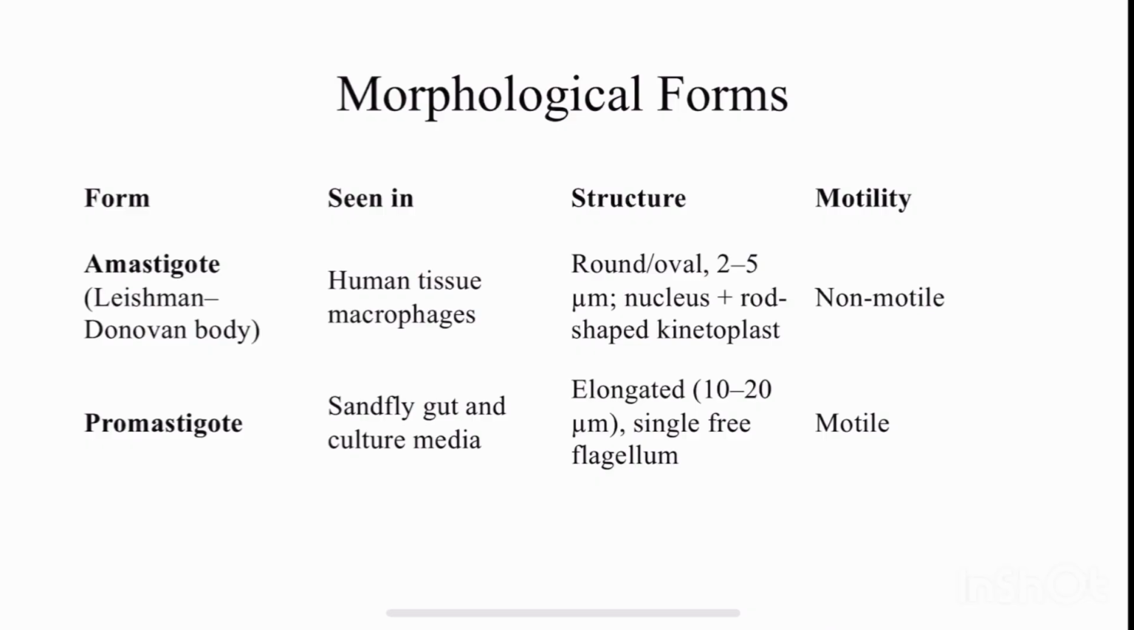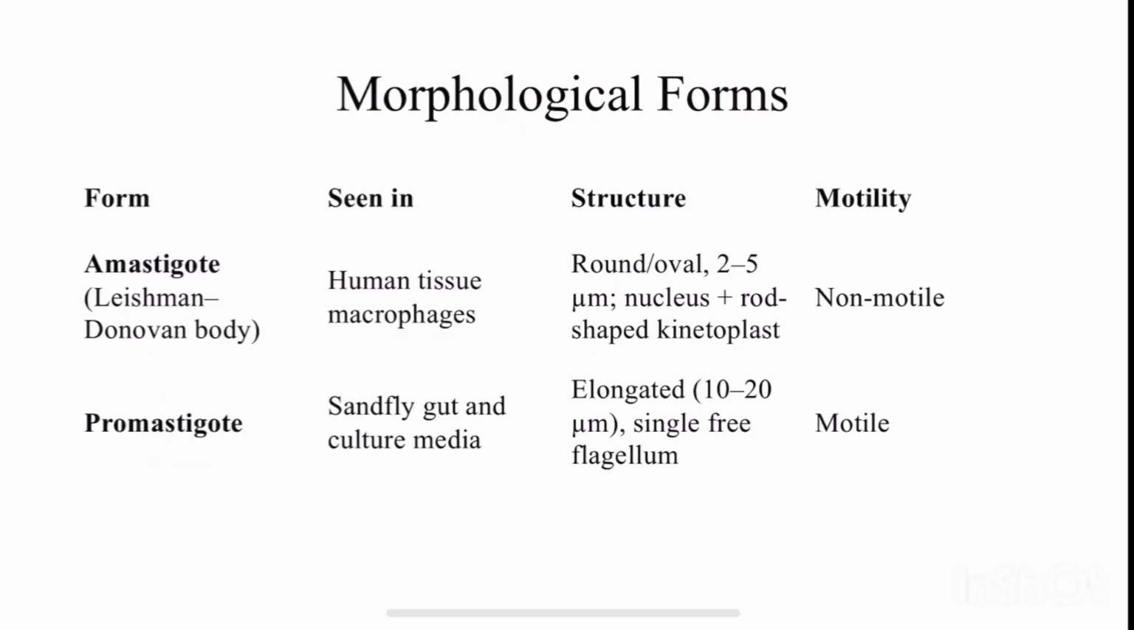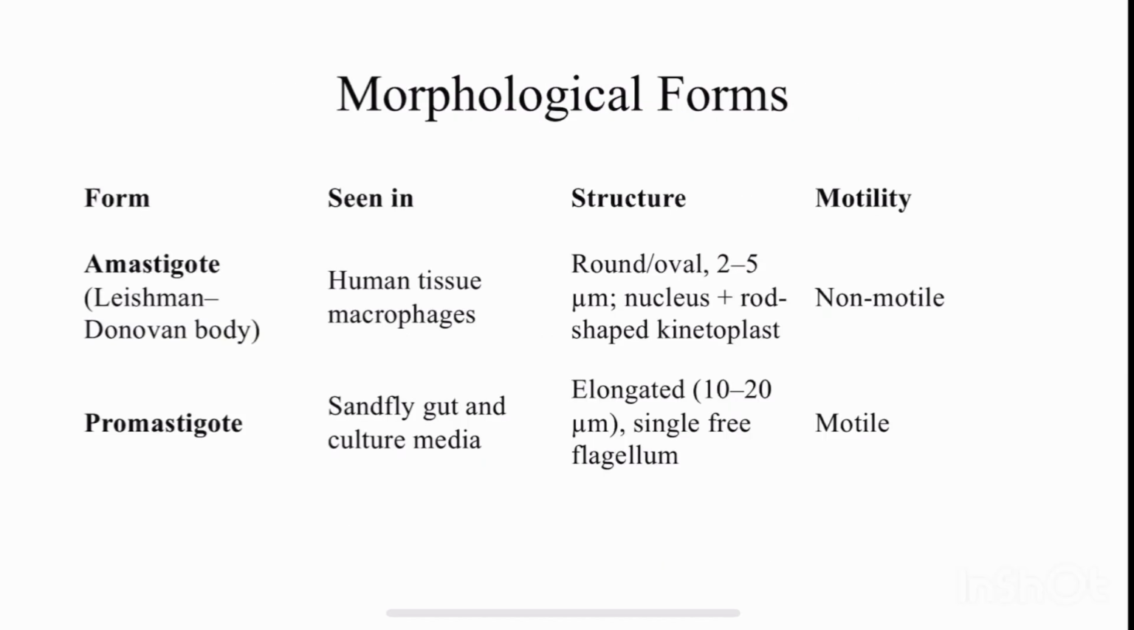Then we have the promastigote form. This form of the protozoa exists in the invertebrate host. It is mainly in the sandfly and in culture media that you will find the promastigote form. It is elongated, 10 to 20 micrometers in size. It has a single free flagellum, as we mentioned earlier, and because of the flagellum it is motile.